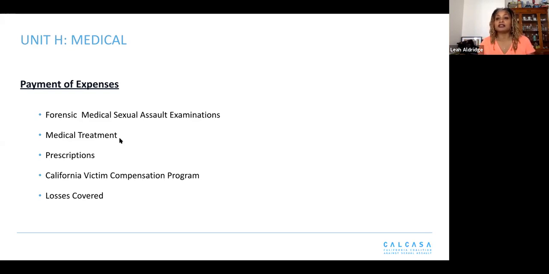Victims' compensation for a long time had a contingency that you had to cooperate with law enforcement. I'm not certain if that still applies. I believe it does. But if you have a survivor that is going through the criminal justice process, then they should definitely take advantage of victims' compensation as a resource for them. Okay. Next slide.